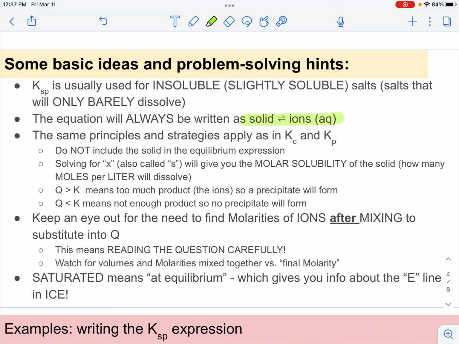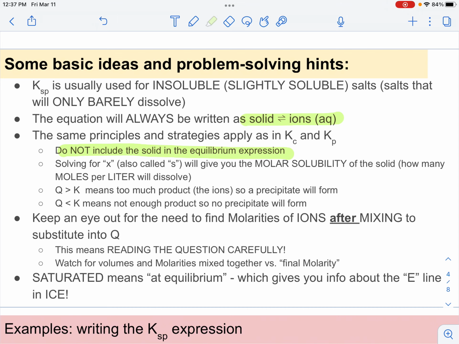The same things work as with KC and KP. We're still going to use ICE charts. We're still going to write the equilibrium expression the same way. We're not including the solid in the equilibrium expression. I will put it in the ICE chart because we will talk about that, but you're not going to solve for values in the ICE chart. And so the questions that we've already done with the equilibrium constant and the solid are really important as examples for how to do this.